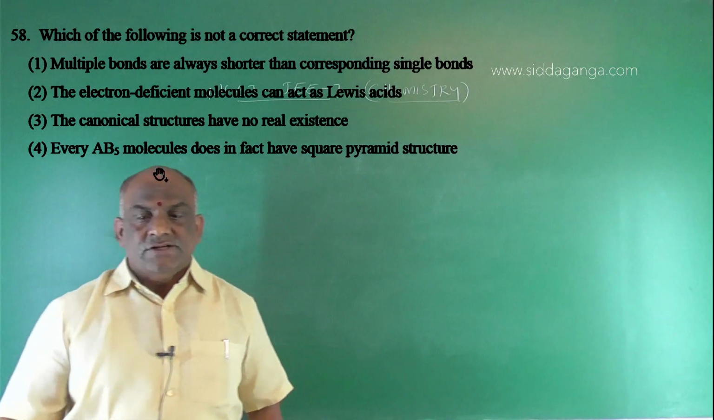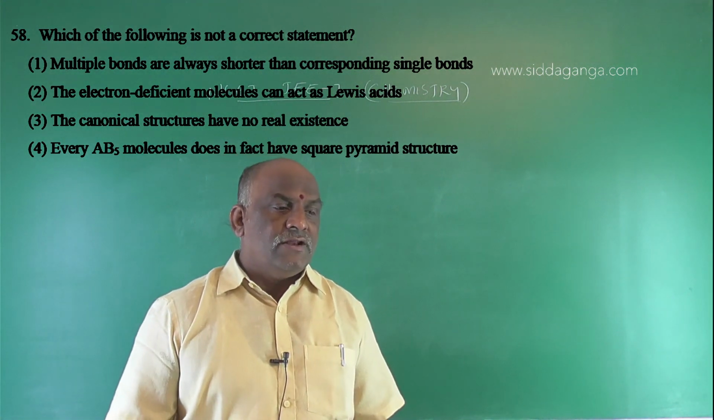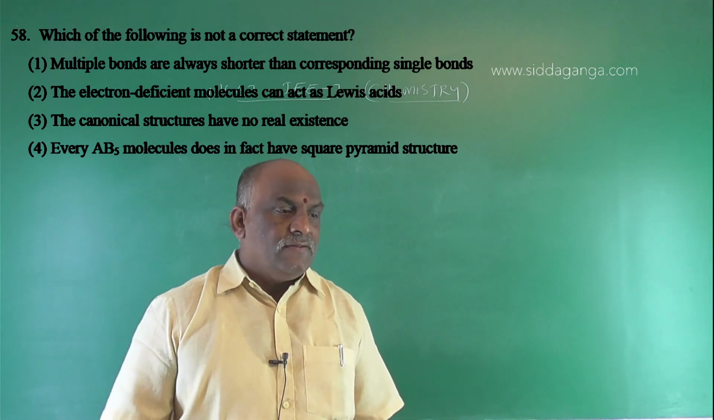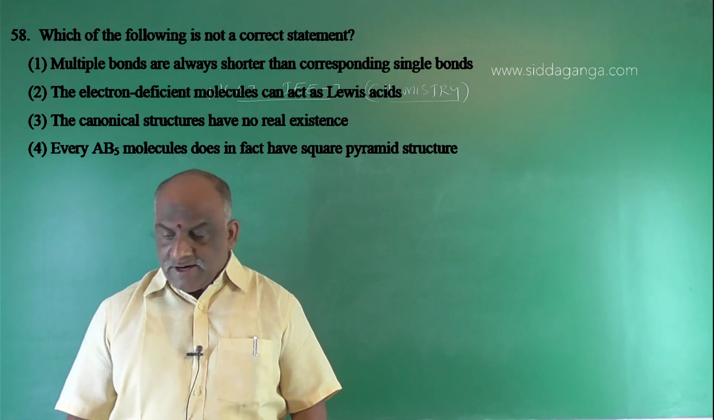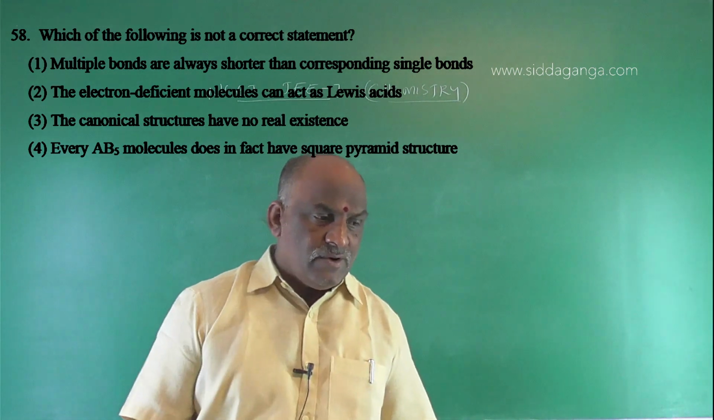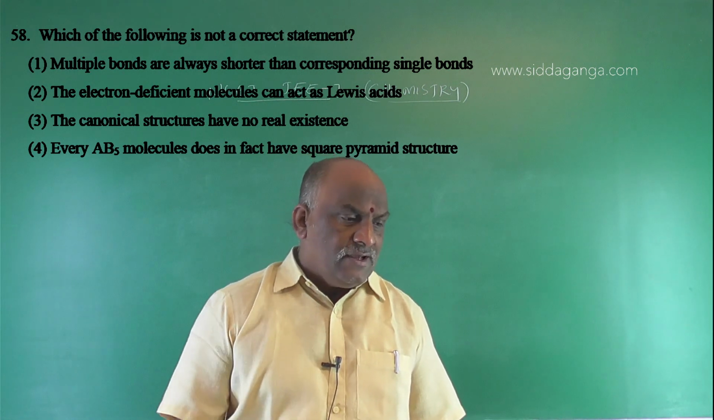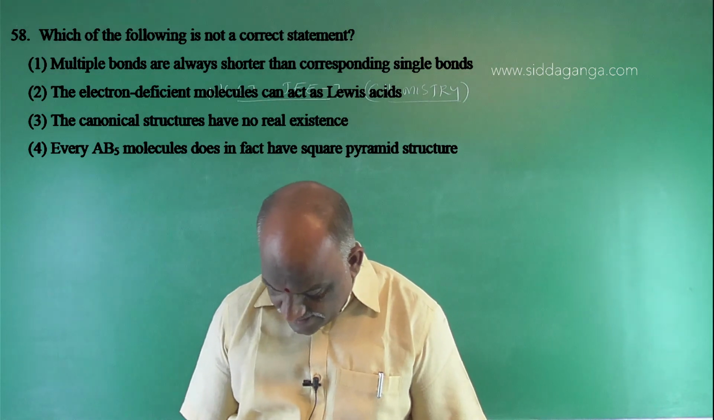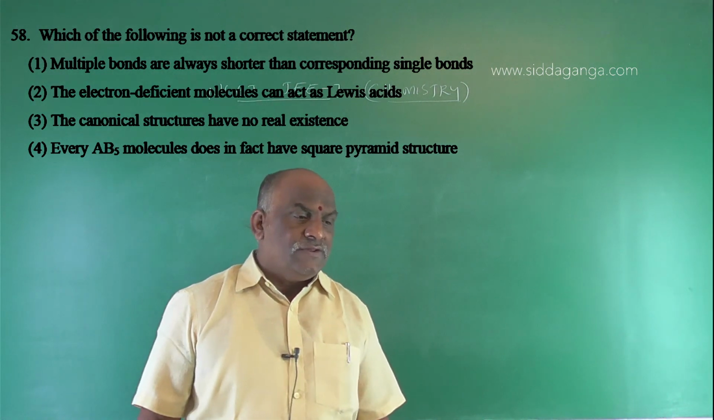Which of the following is not a correct statement? Multiple bonds are always shorter than corresponding single bonds. That statement is obviously correct. Electron deficient molecules can act as Lewis acids. That is also exactly a correct statement. The canonical structures have no real existence. Yes, that point is also exact. And we should go with the last point.